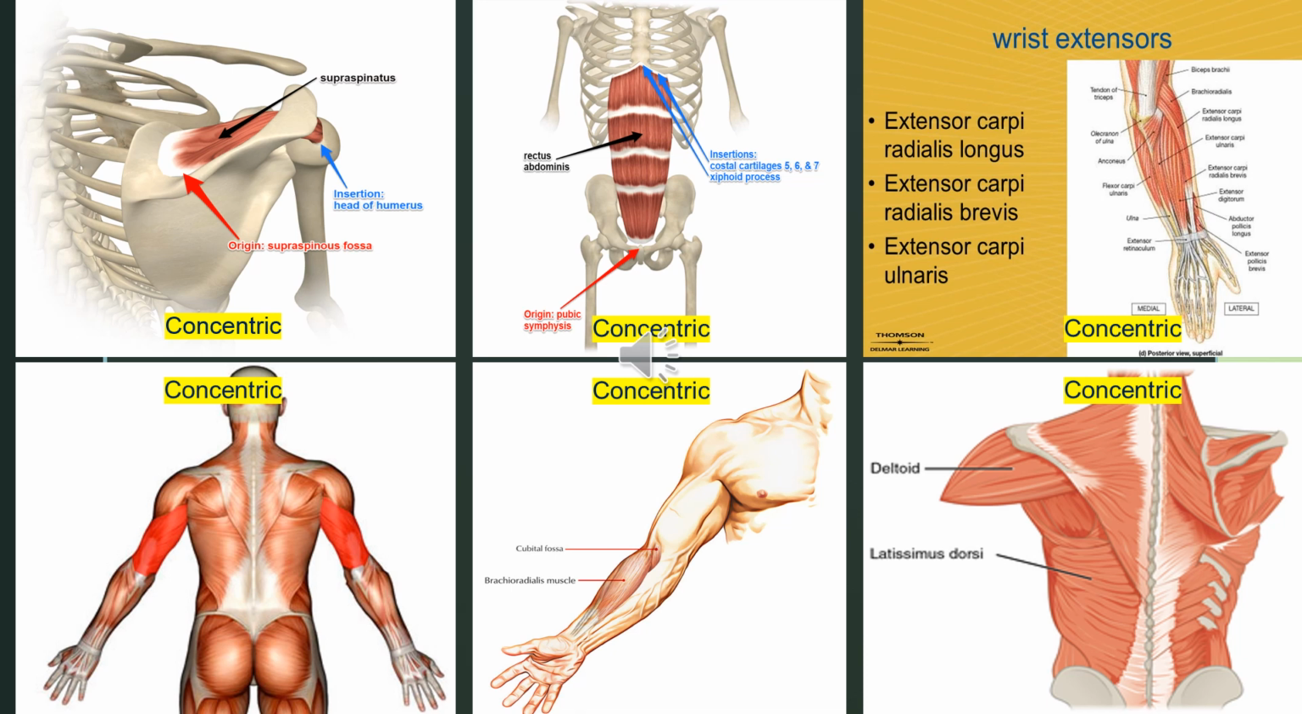We then move on to the posterior deltoid, which is the back part of the deltoid. And we also have the latissimus dorsi, which is on the back side of the trunk, and that is responsible for that hyperextension. And once that movement occurs, that contraction is concentric also because those muscles will then be shortened.